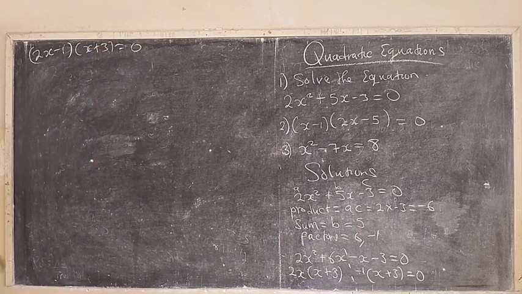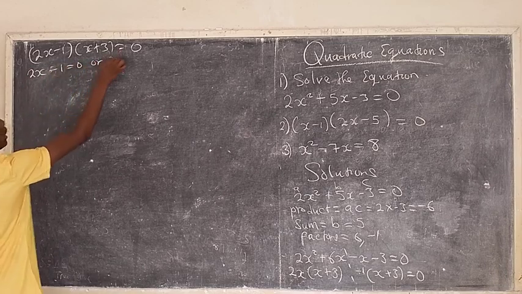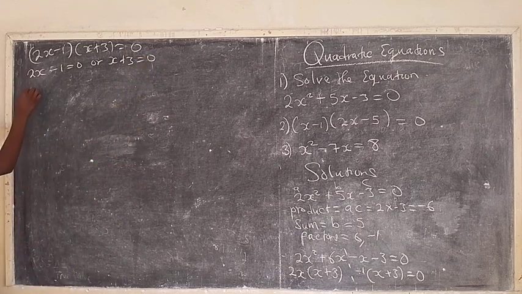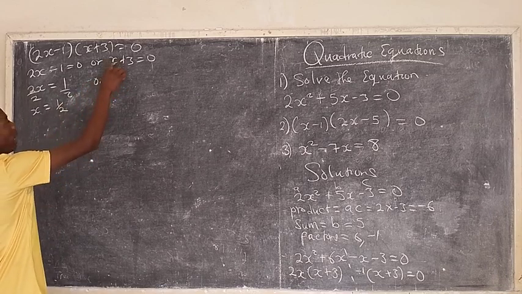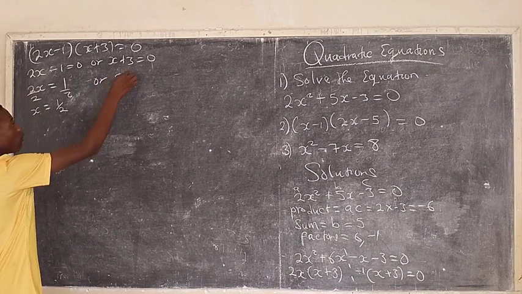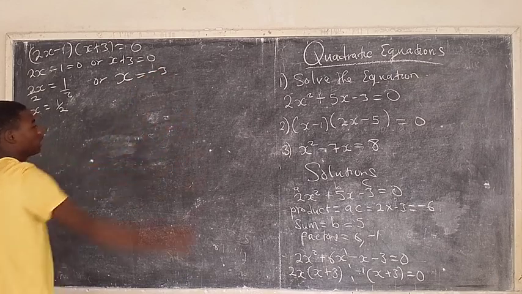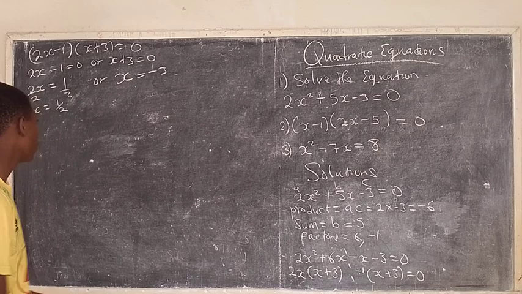Now reaching this stage, we just have to equate them. So it's either 2x minus 1 should be equal to 0 or x plus 3 should be equal to 0. On that side, we have 2x equal to 1, and we divide by 2 on both sides. Here we are going to have 1 over 2 as our x. Or we have x plus 3 equal to 0, of which when we remain with x here, the 3 taken that side becomes a negative 3. Then question 2.